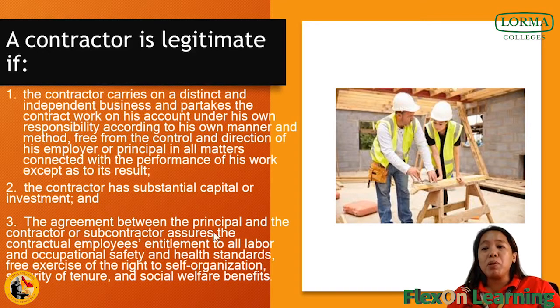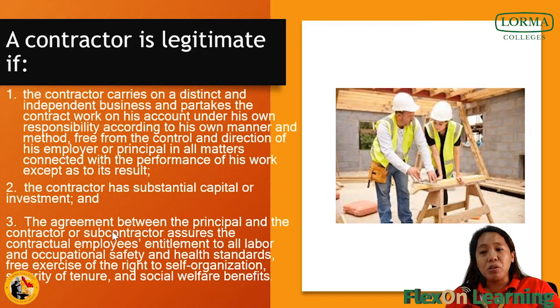The agreement between the principal and the contractor or subcontractor assures the contractual employees are entitled to all labor and occupational safety and health standards, free exercise of the right to self-organization, security of tenure, and social welfare benefits. What does that mean? The employees or the workers are considered as employees of the subcontractor.